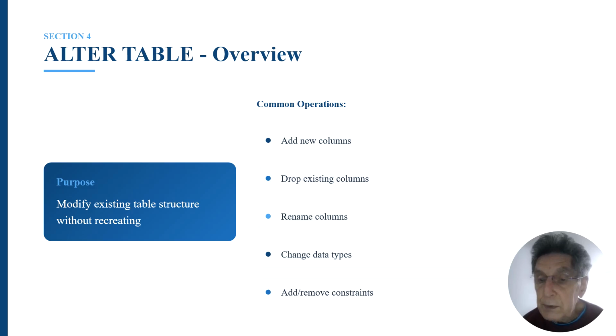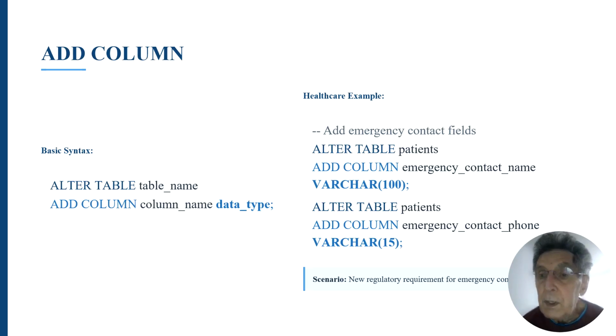Here's a real-world example. A new CMS regulation requires capturing patients' preferred language. So, alter table comes to our rescue. Adding columns is low risk and done quite frequently. The syntax is alter table, specify the table name, add column, specify the column name, and then your data type and constraints. A good healthcare example is alter table patients, add column emergency_contact_name varchar 100, followed by alter table patients, add column emergency_contact_phone varchar 15.